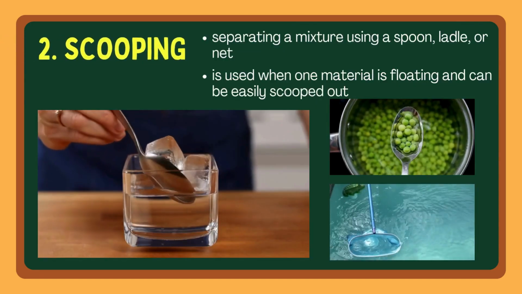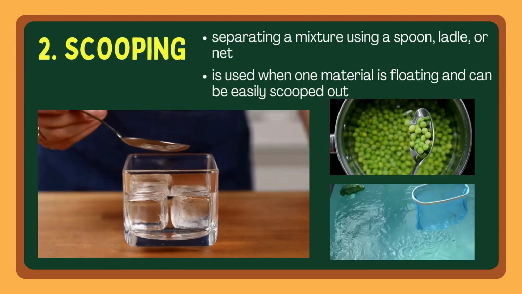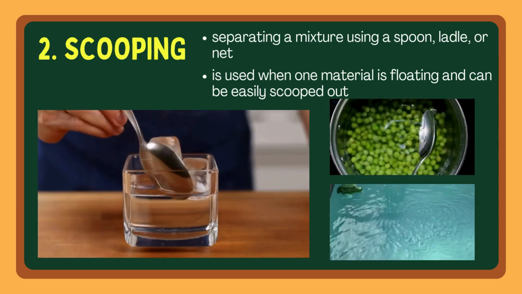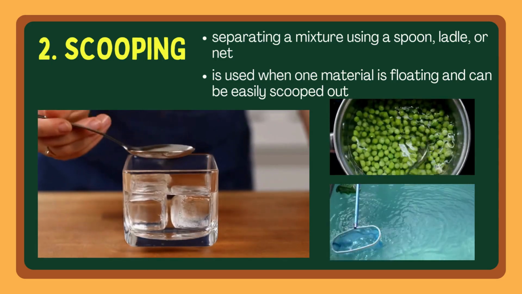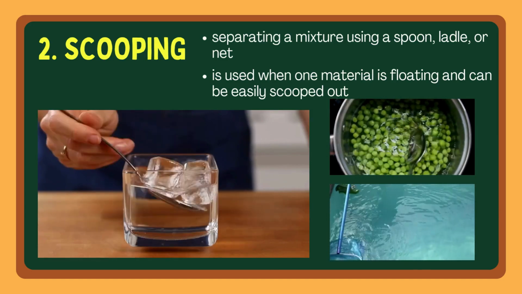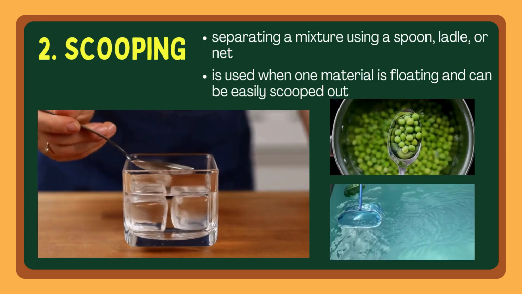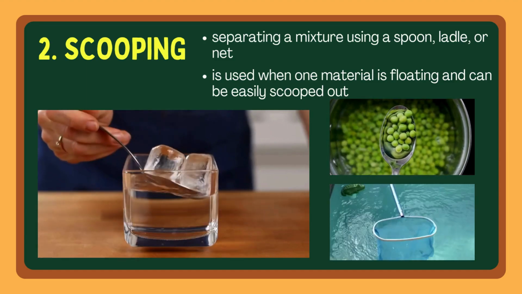Scooping is a method of separating a mixture by using a spoon, ladle, or net to remove materials that are floating on the surface. It is commonly used when one component is lighter than the other and can be easily scooped out without removing much of the liquid. Examples are scooping cooked beans or removing floating leaves in water.